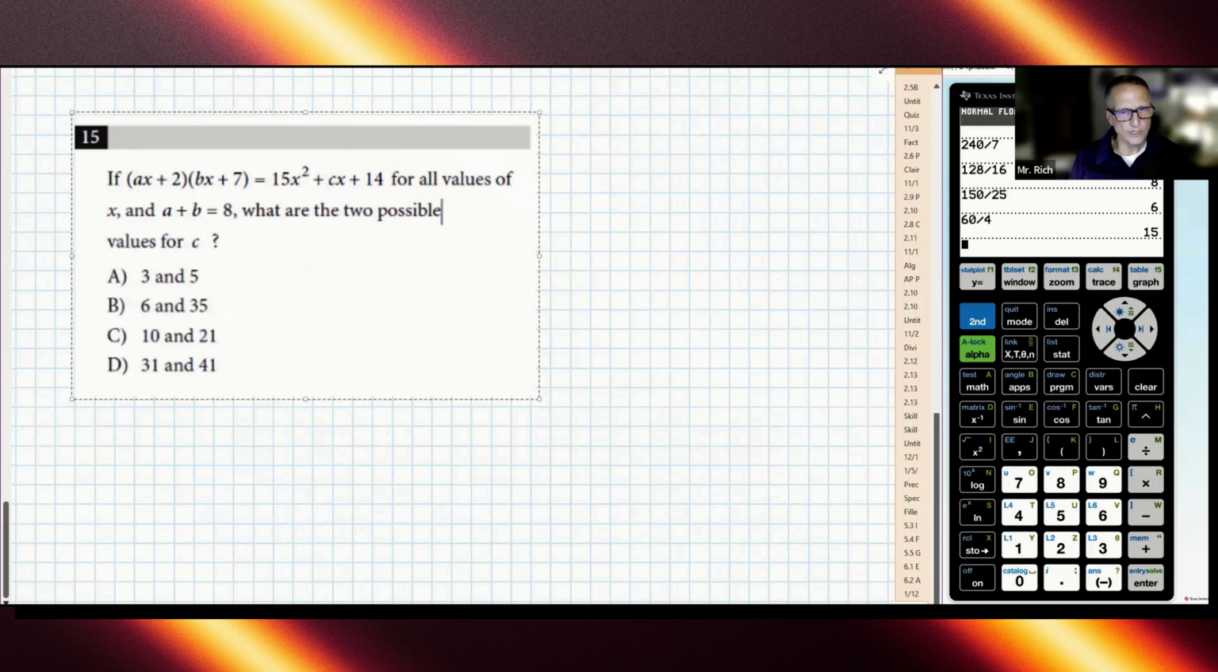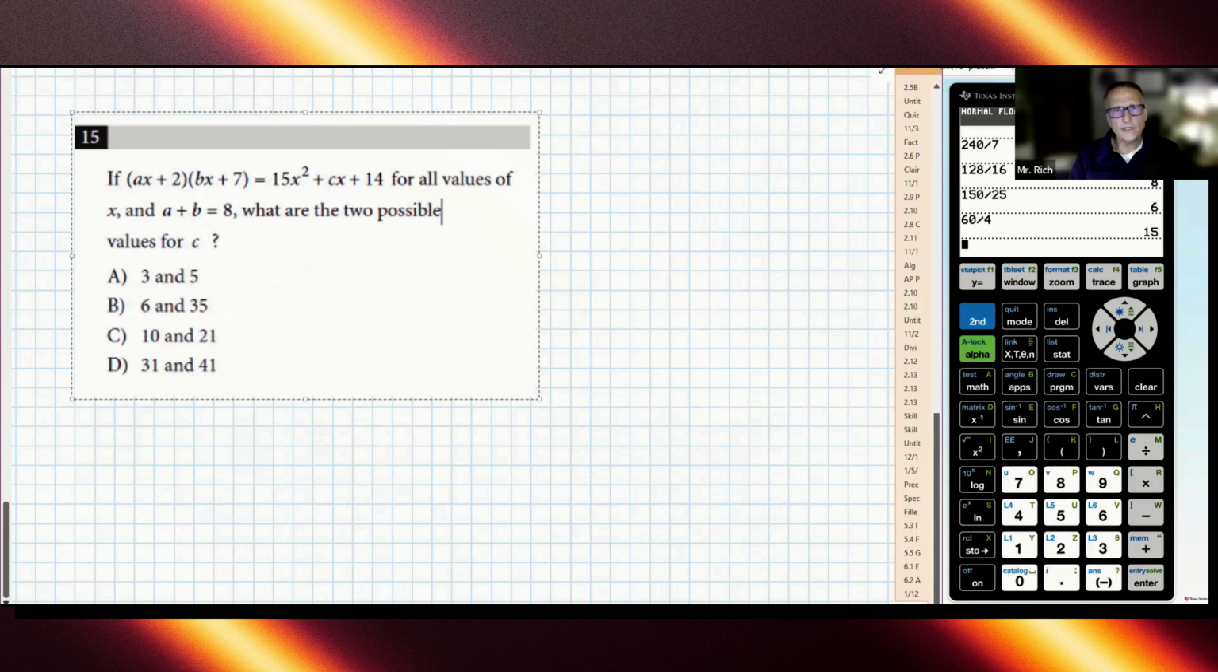All right, so this question here says, if ax plus 2 times bx plus 7 is 15x squared plus cx plus 14 for all values of x, and if a plus b is, what are two possible values for c? That probably sounds confusing to most of you at first read. It's like, how in the world am I supposed to even start that question?